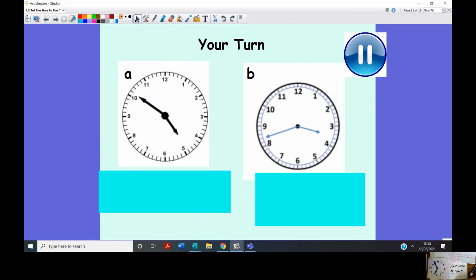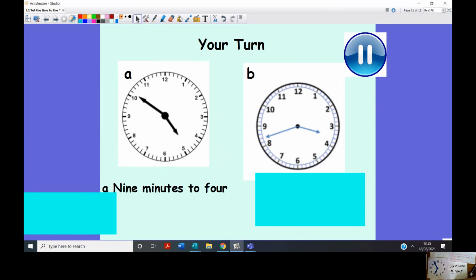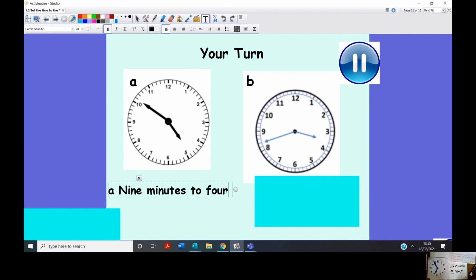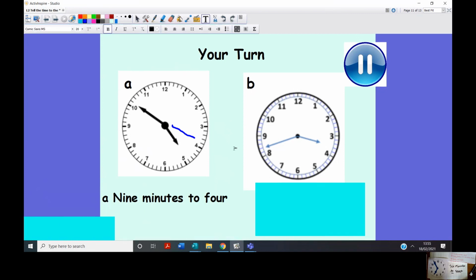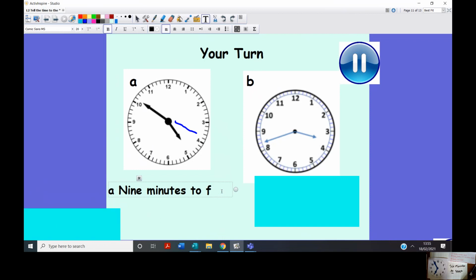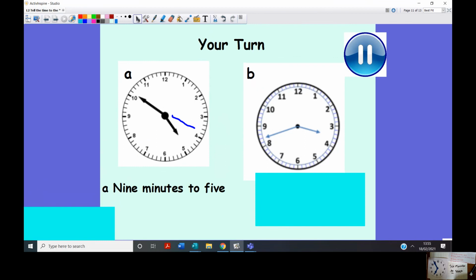Great, let's see how you found that. A is 9 minutes to 4, because you can see here our minute hand is 5, 6, 7, 8, 9 minutes until we get to the new hour. Mrs. Turley's made a mistake here. It's not 9 minutes to 4 because that means our hour hand would be actually here. It's actually 9 minutes to 5. This is why you should always check your answers really carefully. So I hope you got that right and didn't make the same mistake that I did.